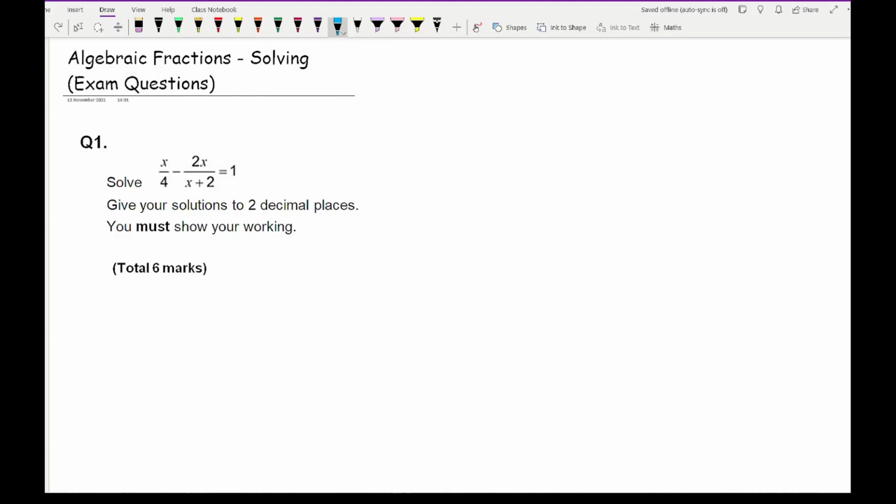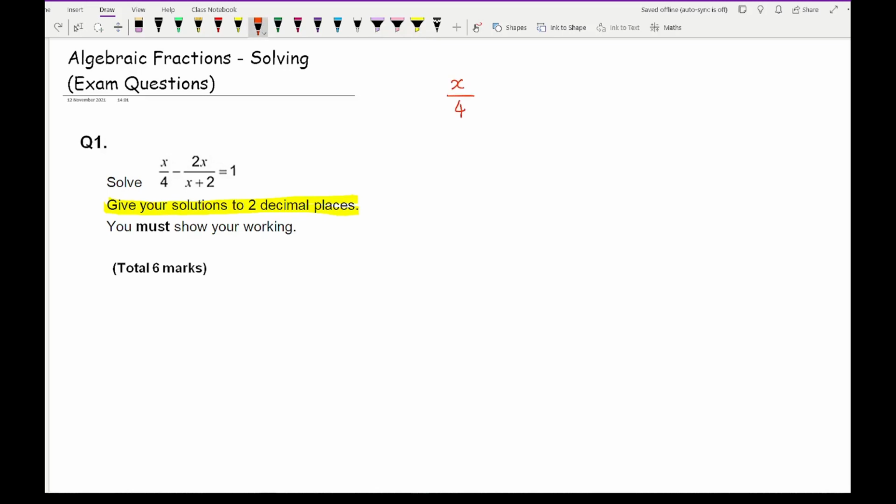So with question 1, it says solve x over 4 minus 2x over x plus 2 equals 1, and we want to give our solutions to 2 decimal places. Now this would appear on a calculator paper only because obviously we want x to 2 decimal places. But with practice, when you spot that, this is basically an indication that we're going to end up with a quadratic equation, and we're going to need to use the quadratic formula in order to solve it. Now before we even head towards that, what we then need to do is to solve this equation.